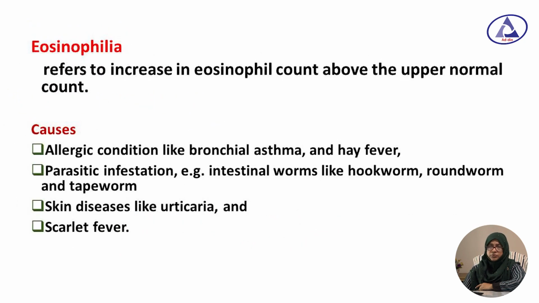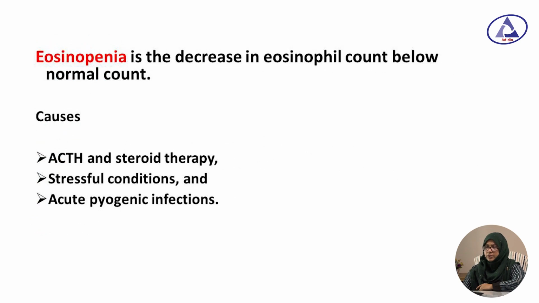Now, what is eosinophilia? Eosinophilia refers to an increase in eosinophil count above the upper normal value. The causes are allergic conditions like bronchial asthma and hay fever, parasitic infestations, and skin diseases like urticaria, and scarlet fever. And what is eosinopenia? Eosinopenia is a decrease in eosinophil count below normal. The causes are adrenocorticotropic hormone, steroid therapy, stressful conditions, and acute pyogenic infections.